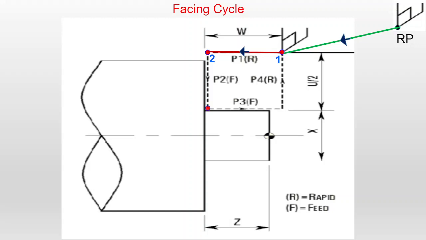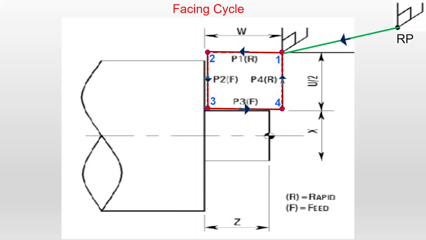Then it goes to point 3. Here there is a facing operation, so from 2 to 3, metal cutting takes place. At a given feed rate, the tool will move from point 2 to point 3. Then from 3 to point 4, material is also cut in this process, so at the given feed the tool will move. That is P3 with F. Again, from 4 to 1, it is a rapid movement.